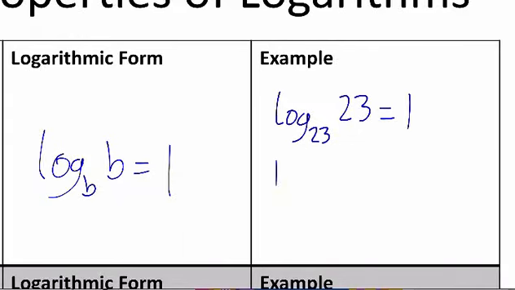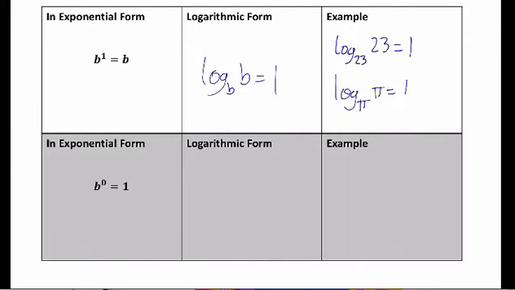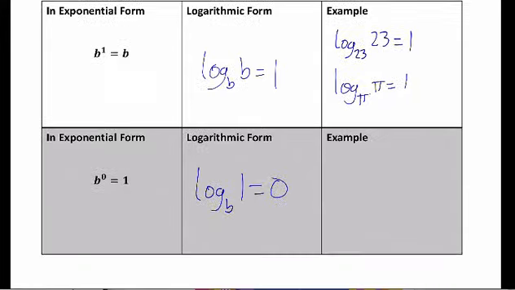So we're going to do log base pi of pi also equals 1. Now, for the exponential form, if it's something b to the 0 equals 1, remember, anything to the 0 power equals 1. If you have log base b of 1, that's always going to be equal to 0. So log base 23 of 1 equals 0, or log base pi of 1 also equals 0. So that's always going to be true.